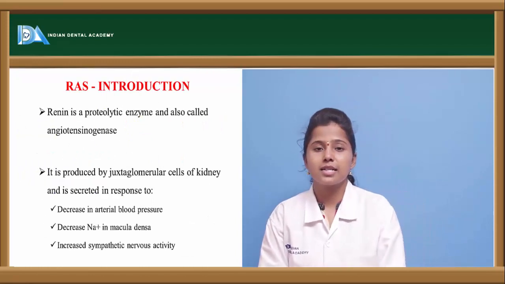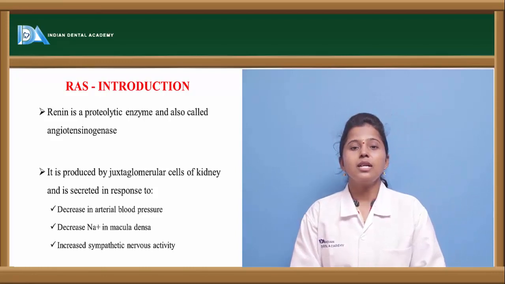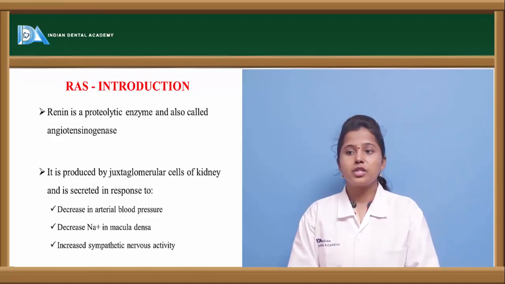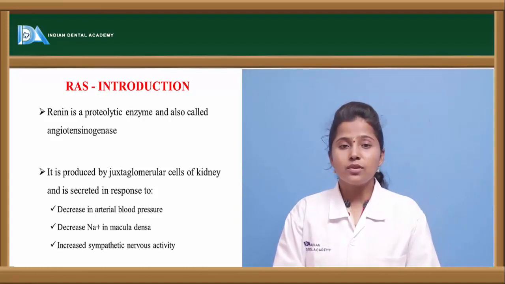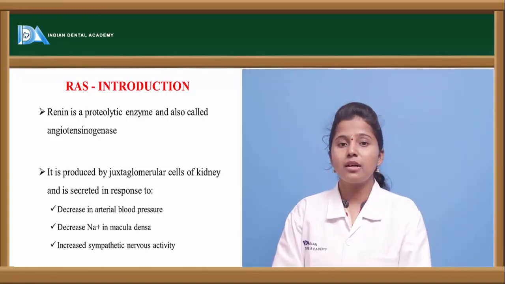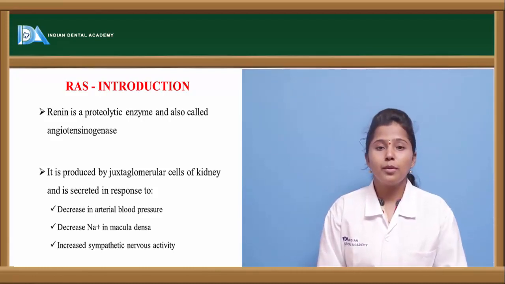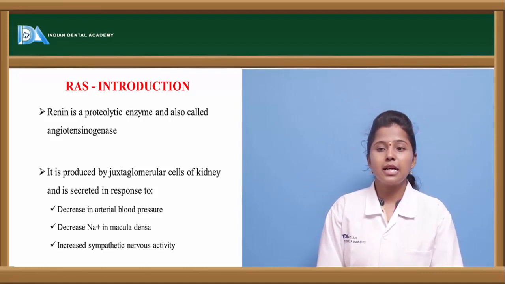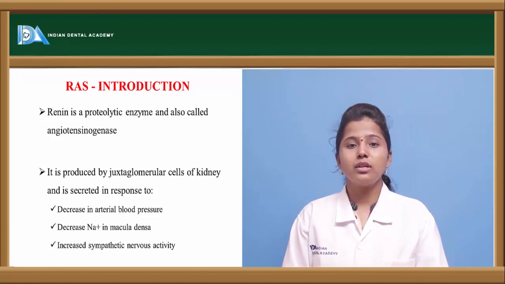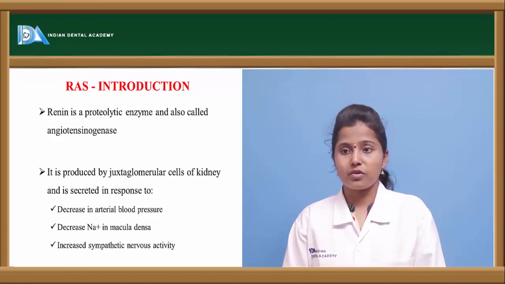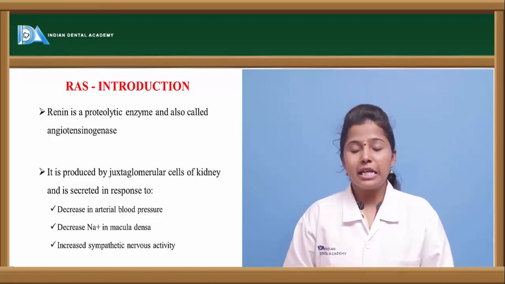Let us see the RAS system. What is this RAS? Renin-angiotensin system. Renin is a proteolytic enzyme, also called angiotensinogenase, because renin acts on angiotensinogen, which is released from the liver. Renin is produced by the juxtaglomerular cells of the kidney and is released into the systemic circulation in response to decreased arterial blood pressure.